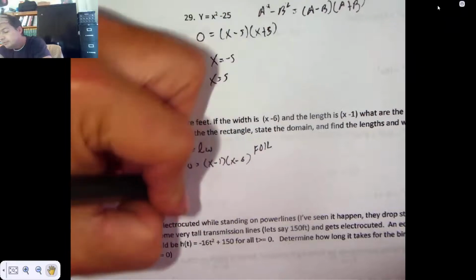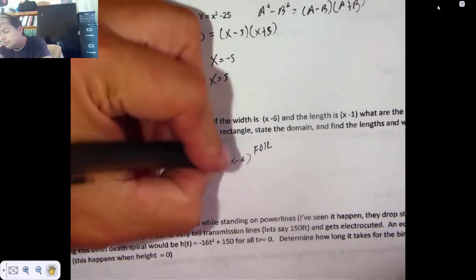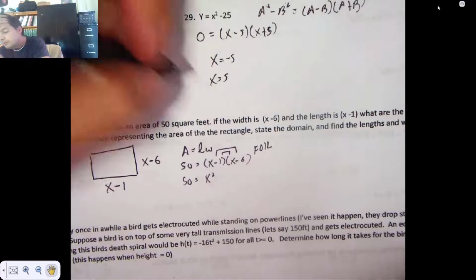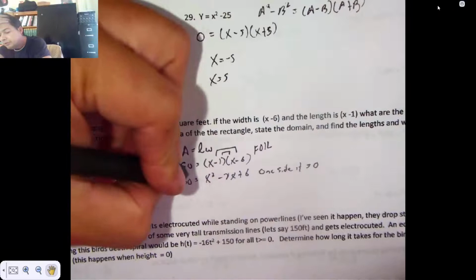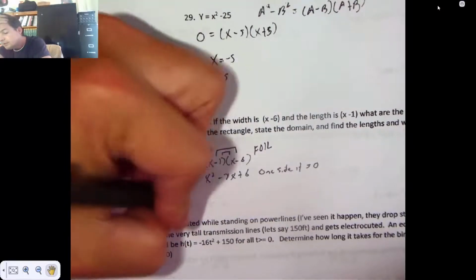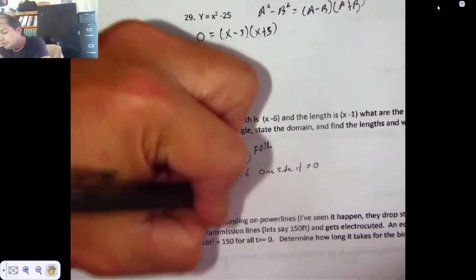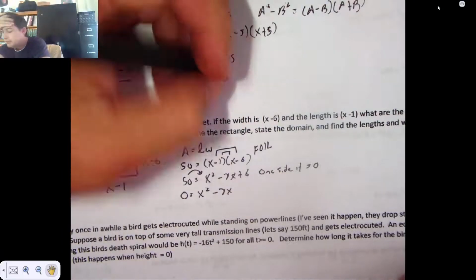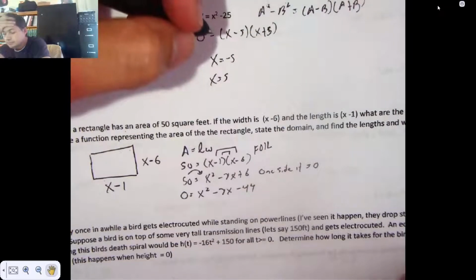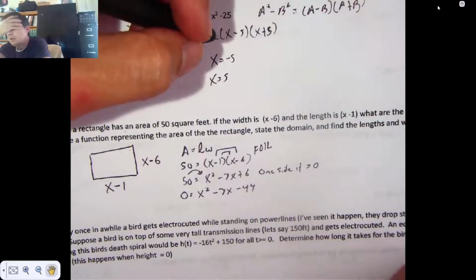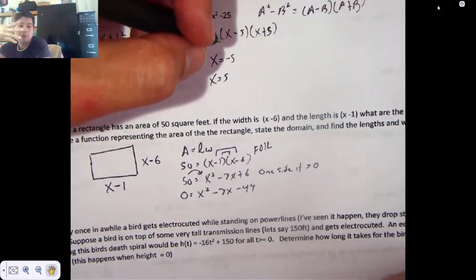What I'm going to have to do now is FOIL the right-hand side. I'd have x squared minus an x, take away 6 more, that's minus 7x, and then plus 6. Now I'm going to have to one-side it and set it equal to 0. So I'm going to move the 50 to the right because I want to keep x squared positive. 6 minus 50 is negative 44. I don't think I've made any mistakes yet. Now I need factors of 44 that add to 7. They happen to be 4 and 11.